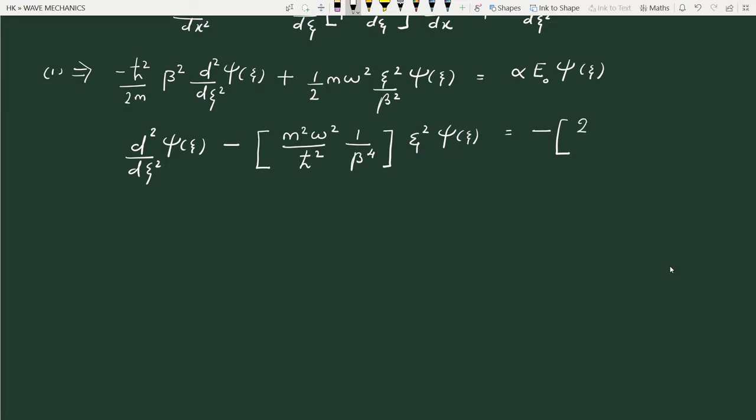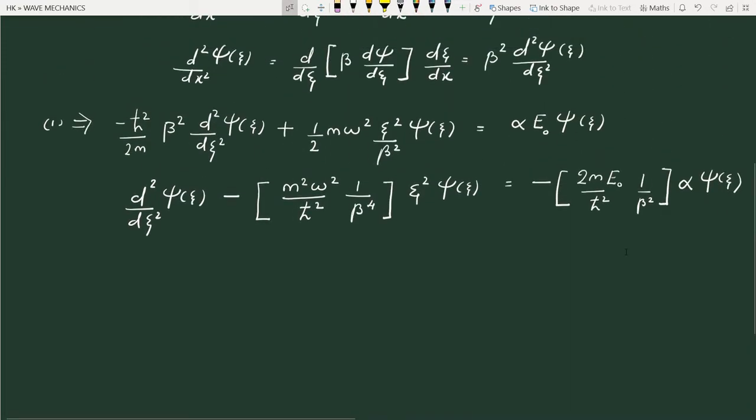So this term will be 2m E0 by h cross square, 1 by beta square. Let us close the bracket. There is one more alpha here, alpha psi theta. Okay, this completes it. So why have we put something in the square bracket?